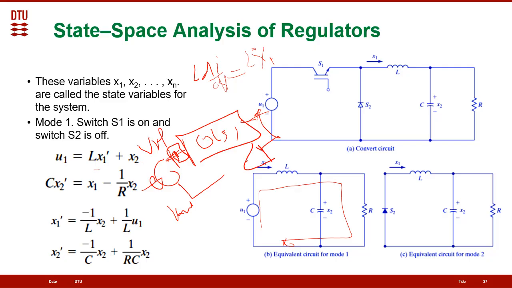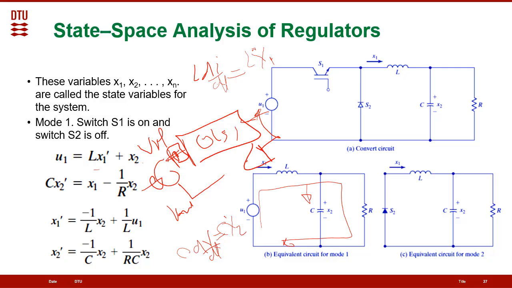The first equation we get from applying KVL through this loop. And because we have two variables, we need two equations. So the second equation we can get from applying KCL. So we see the current here, the current here, and the current here. As we can see here, the current in the capacitor will equal C dV over dt. Now, what is V? V is actually x2. So the current in the capacitor will equal C x2 dot.